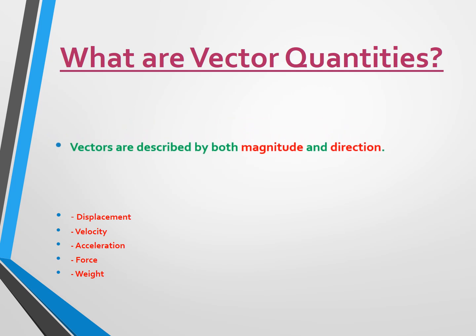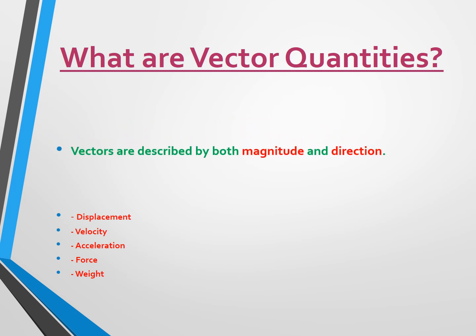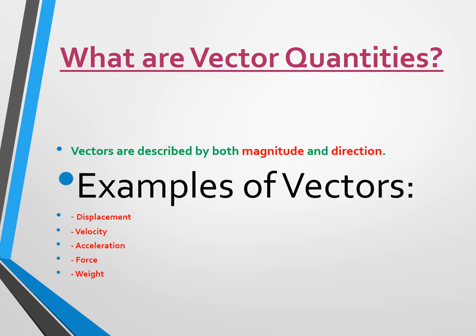Now, what are vector quantities? Vectors are described by their magnitude and direction, as I have told you earlier. Both magnitude and direction are required. Nothing should be missed. Okay. For example, here I have written some examples: displacement, velocity, acceleration, force, weight. These are the vector quantities. Let us choose one of them to understand the behavior of vectors. We choose force.